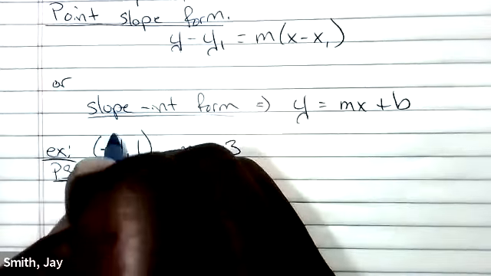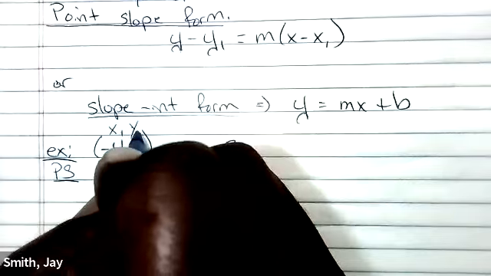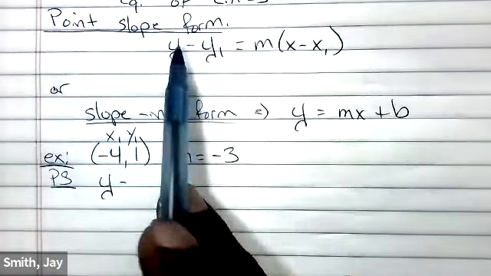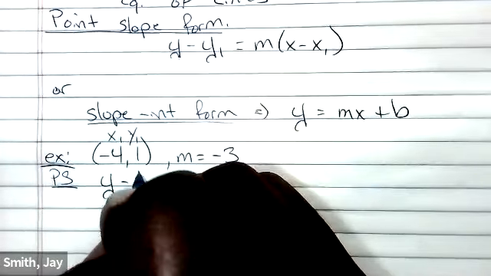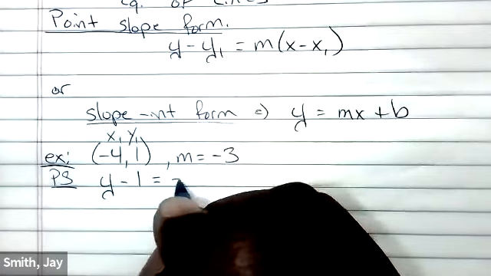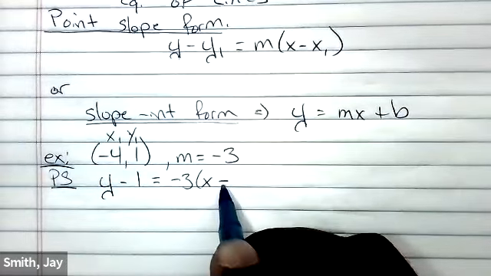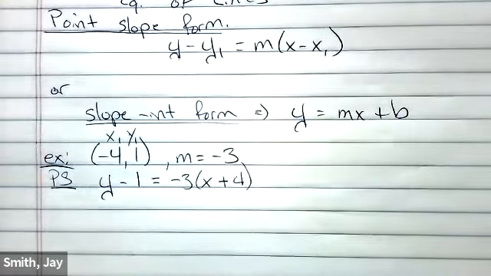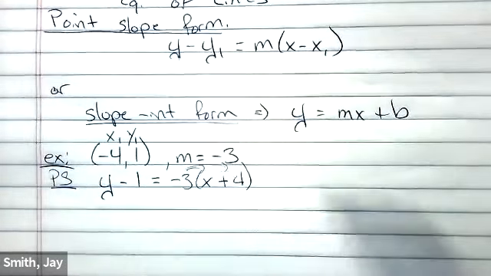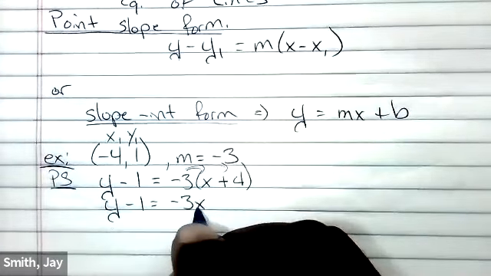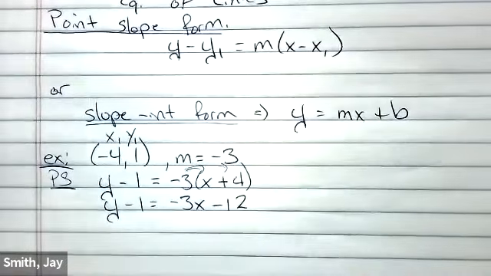Remember, here I label my points as x and y. We only have one x and one y, so this is x1 and y1. So we use our formula, y minus y1, or in this case, y minus 1, is equal to our slope, -3, times x minus x1, which would be -4. Subtract a negative, just like that. So we're starting with y minus 1 is equal to -3 times x plus 4. First thing I would do, go ahead and distribute that -3. This gives me y minus 1 is equal to -3x minus 12.